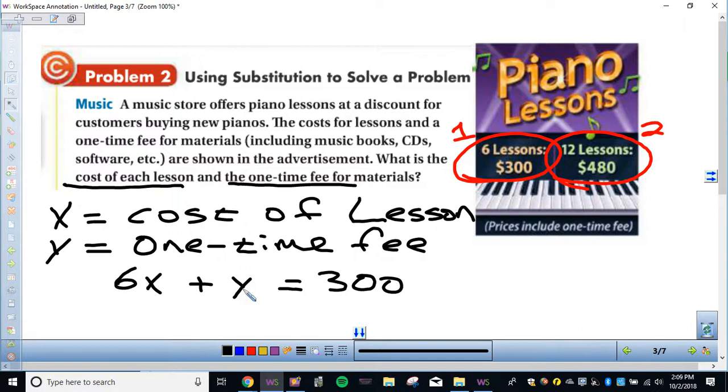I'm going to write the second equation right next to it. Why don't you try to write the second equation on your paper right now, and then I'll write it up in a second. The second equation is coming from right here, the 12 lessons and the 480 plus a one-time fee. I'll come around and check your equations to motivate you to actually try to write them.